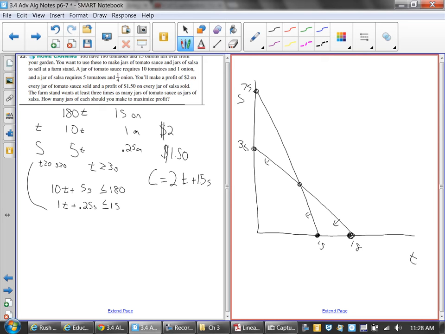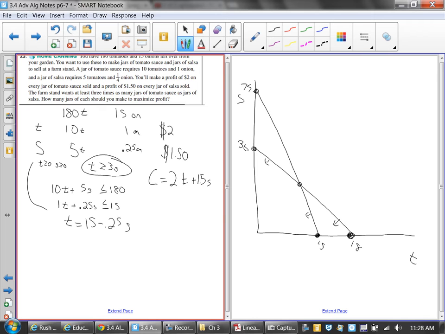Now, what I did right away, before I worry about the third line to draw up, I find the intersection of those 2 lines. By doing some quick math here, you get T is 15 minus 0.25 S. Substitute into here, solve for S, and you wind up with an ordered pair of 12, 12. Do you agree? Yes, sir. Alright. Now, the weird one.